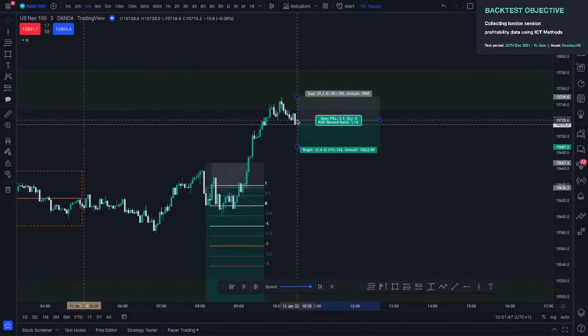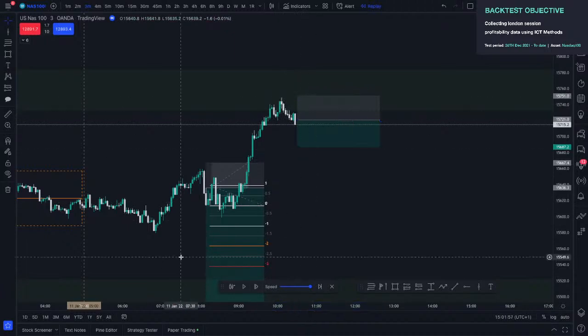I'm just going to put it here because this is the order block really, and there is no imbalance here aside from this point here, so I can just do it like that. 30 point, yeah. I'm going to wait here, and let's do it.